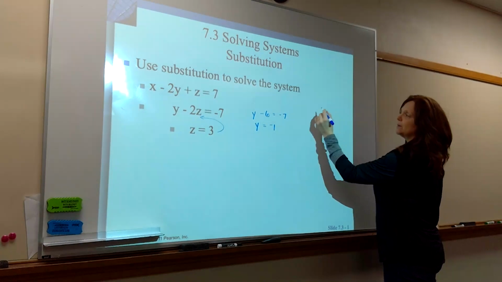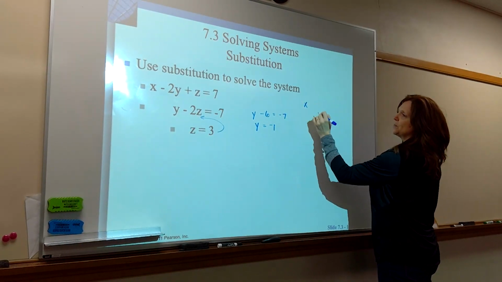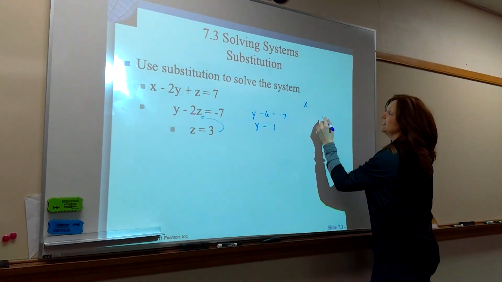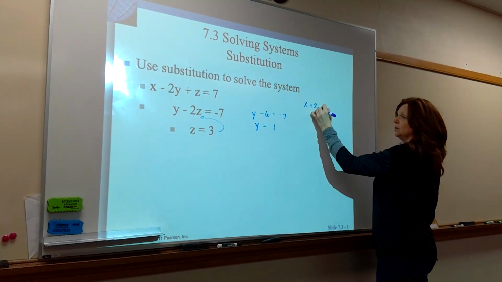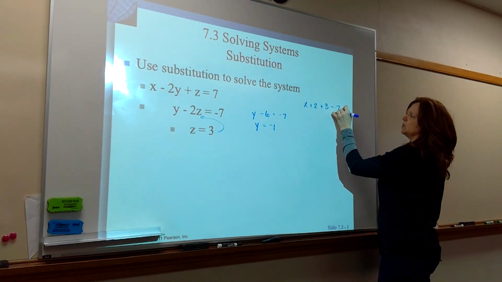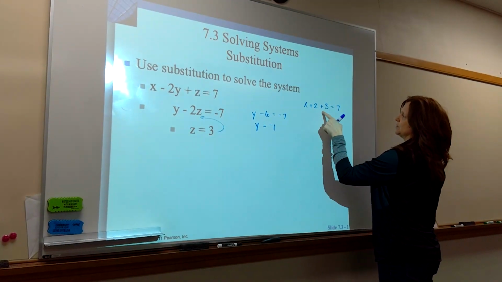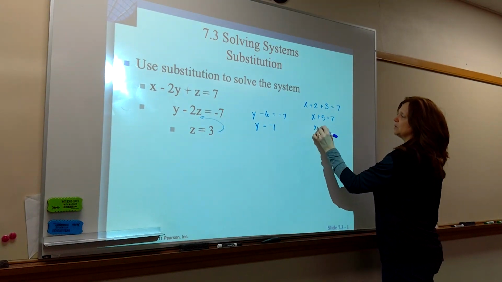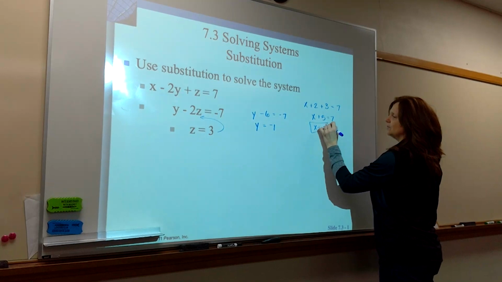So just working my way through here, I'd have x. Again, y is negative 1, so negative 2 times negative 1 would be positive 2. My z is 3. And that's supposed to equal 7. So x plus 5 equals 7. So x must be 2. So I can solve this.